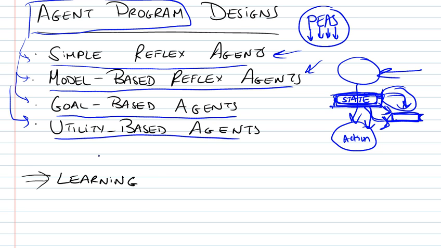And finally, there's one component that could be added to any of these models, and that's the learning component. It enhances the model because the robot or the artificial intelligence agent starts learning about its environment and modifying this entire process.